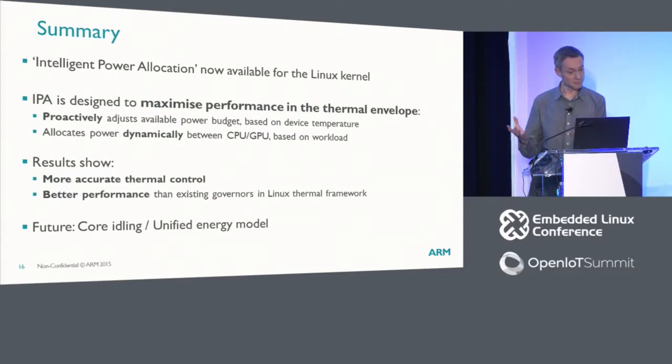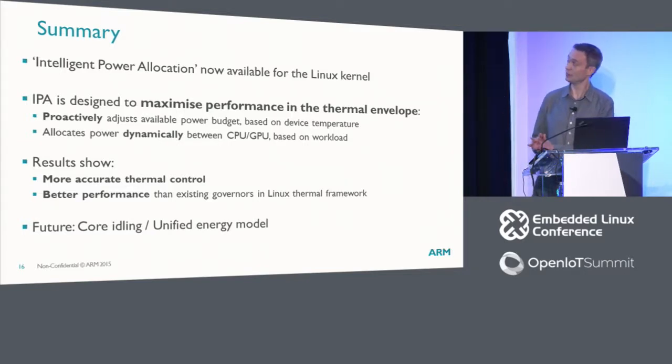Okay, so that's the summary of intelligent power allocation. So developed for upstream Linux, released in Linux 4.2. So basically, please, if you have kind of a system where you think there's going to be some kind of thermal limiting, then please consider IPA as a solution to that. And the results basically show accurate thermal control, better performance than the existing governors because of the dynamic power allocation.